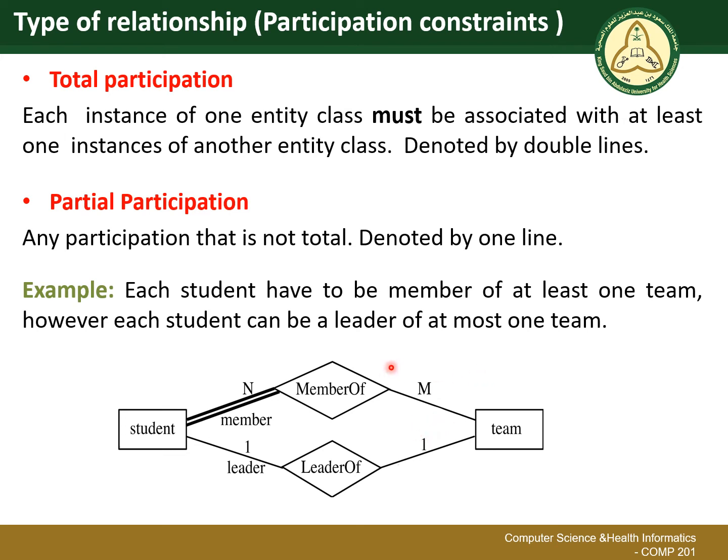For example, here, each student has to be a member of at least one team. So all the students should participate in this relationship to be a member of a team. However, each student can be a leader of at most one team. So not all of the students will be leaders. Some of the students or few of the students will be leader of the team. So we represent it with the one line.